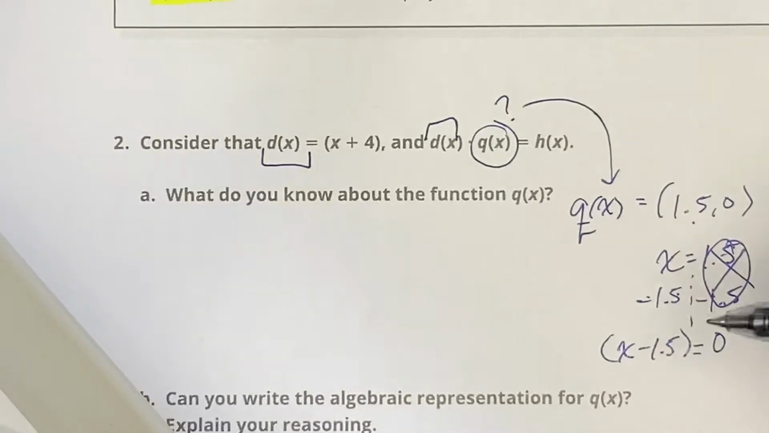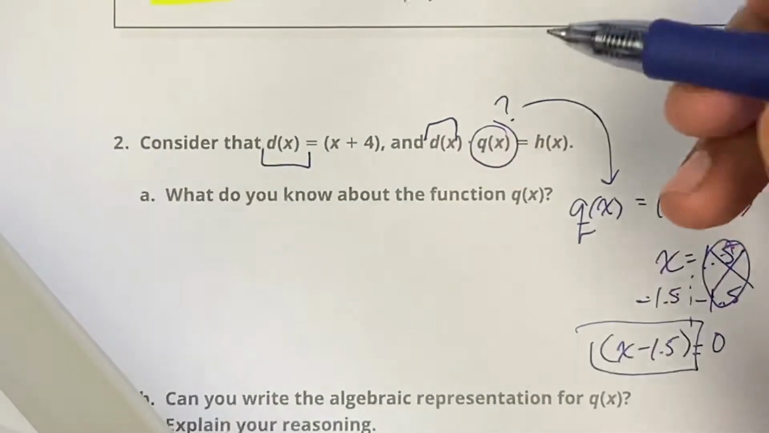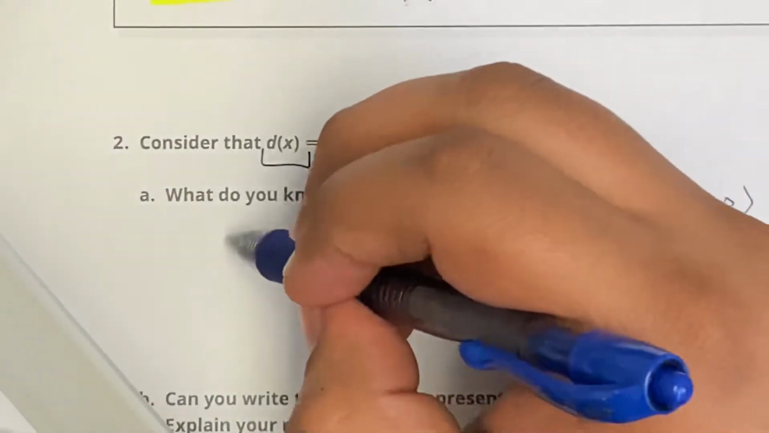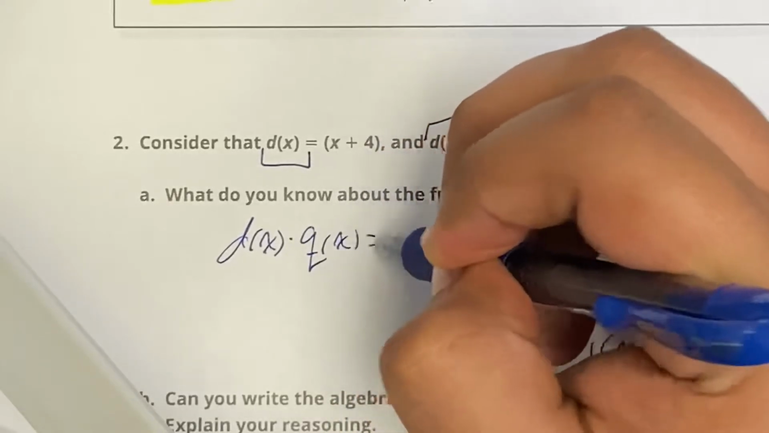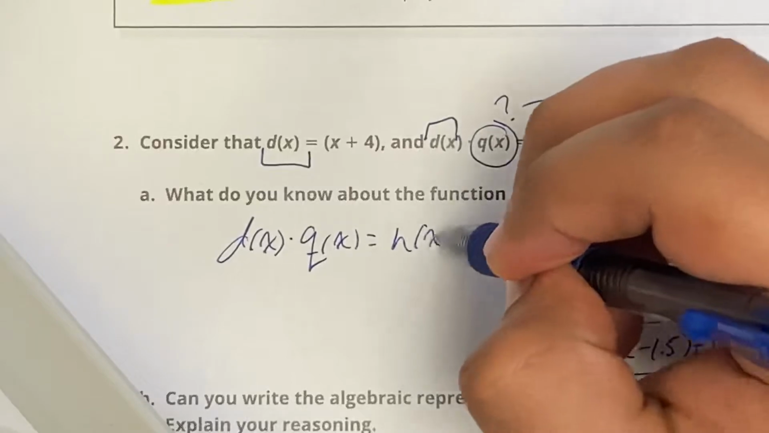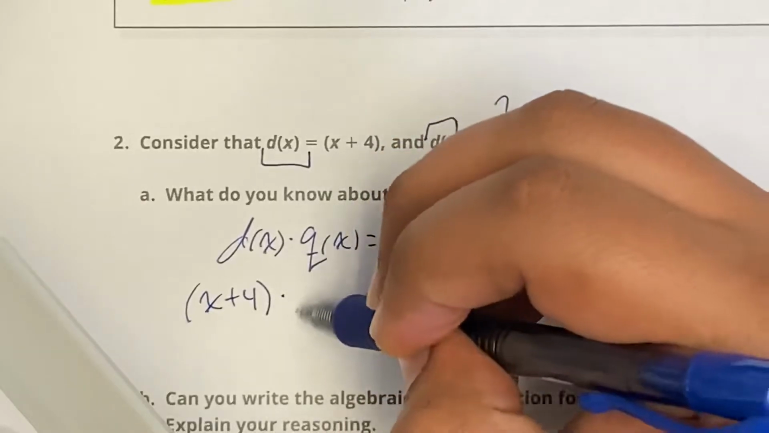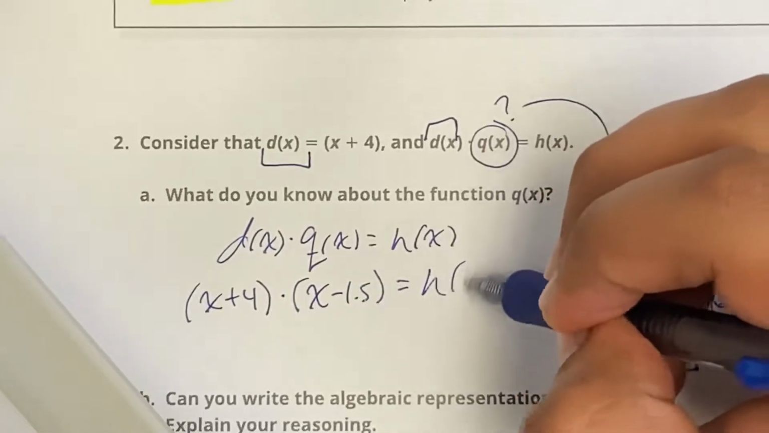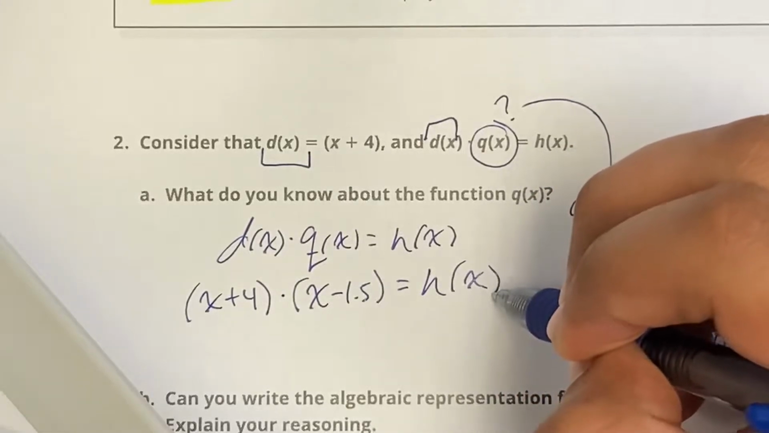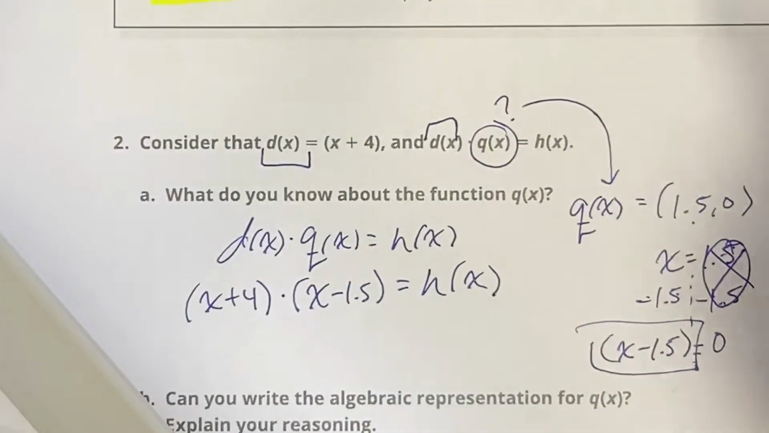Now, we don't like decimals, so I'm going to have to talk about this decimal in just a second. But definitely know that this is my other factor form. Because if we talk about this statement, d of x times q of x equals my h of x. If we get the first one, x plus 4 times x minus 1.5, we should get h of x. Now, what is h of x? If you go back to the top, h of x is that 2x squared plus 5x minus 12.